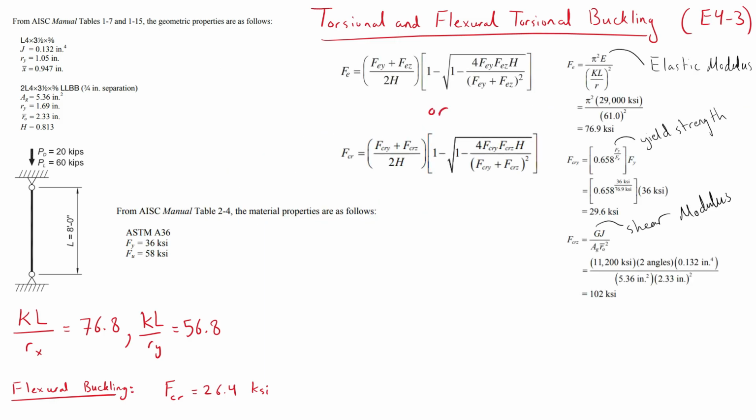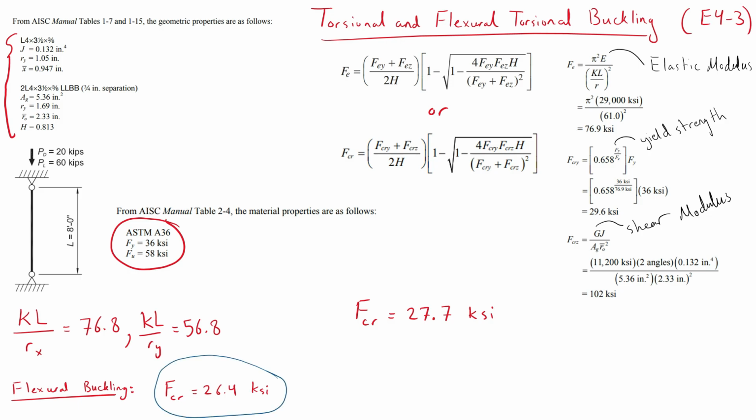Now we use Equation E4-3 to determine the critical stress using all the section constants we extracted from Tables 1-7 and 1-15, as well as the material parameters from Table 2-4. And we finally get a critical stress of 27.7 ksi. And because it is greater than the flexural buckling stress of 26.4 ksi, flexural buckling will govern.